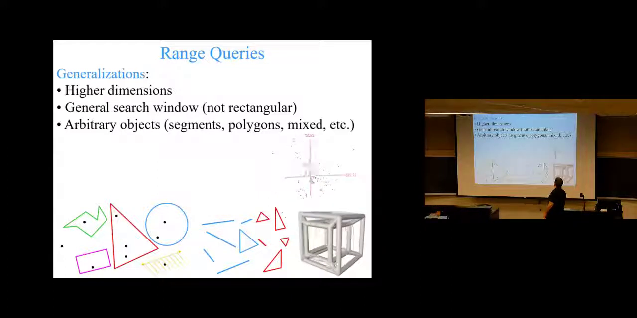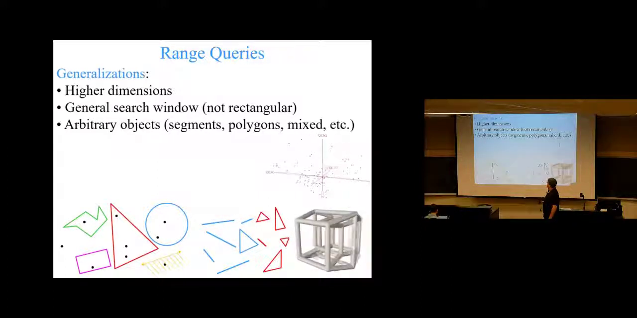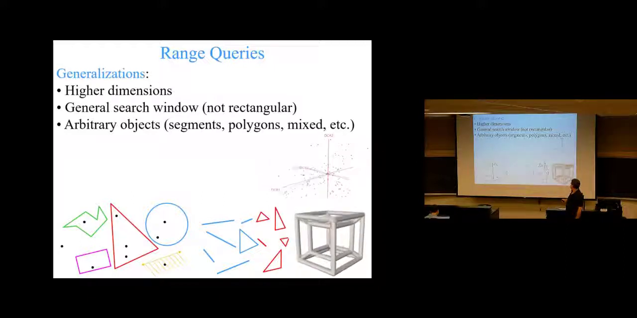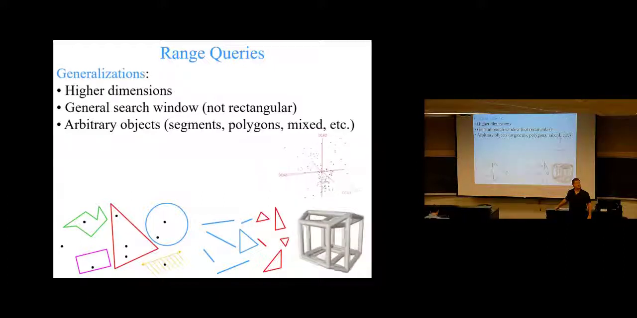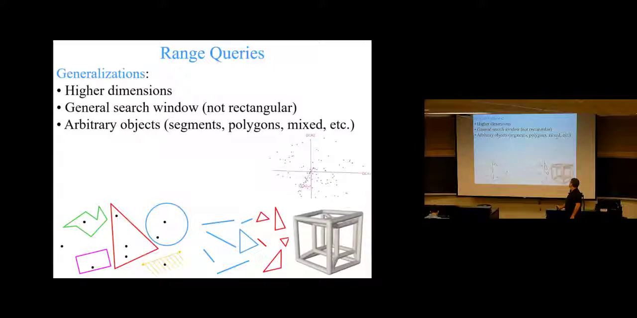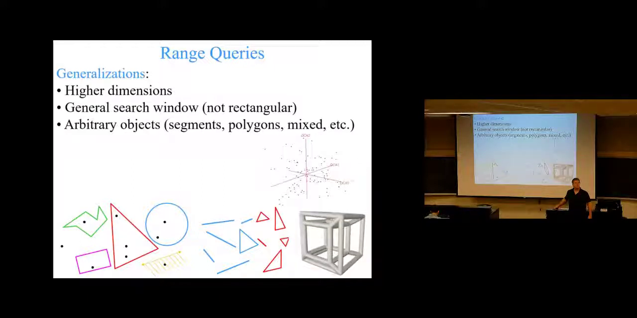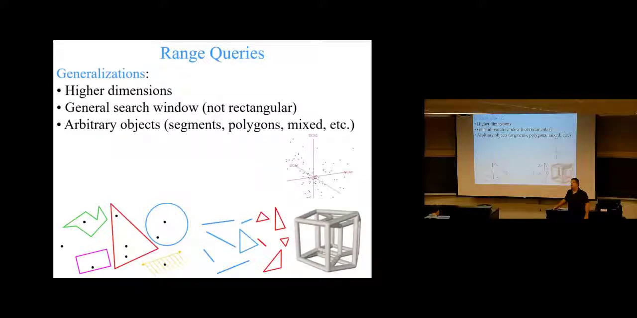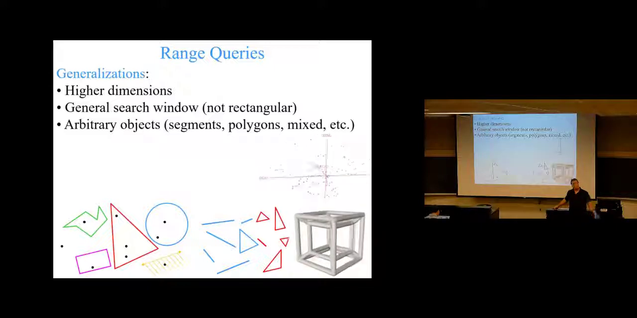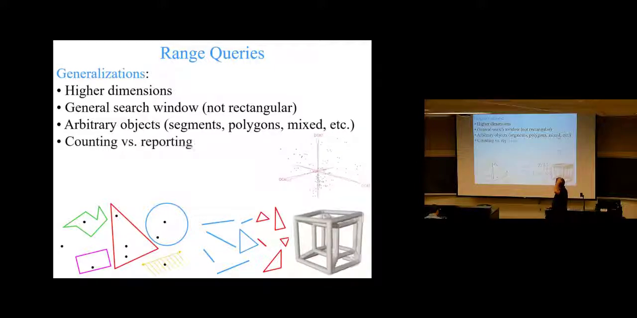Or they can be arbitrary objects instead of points. So we kind of did this problem with points, but imagine if all the objects were line segments instead of points, or triangles, or star-shaped, or hexagons and pentagons, or a mix of those things. And ask you how many of these objects are inside a query point. Now it gets a lot more complicated.